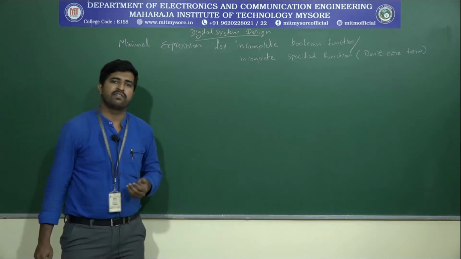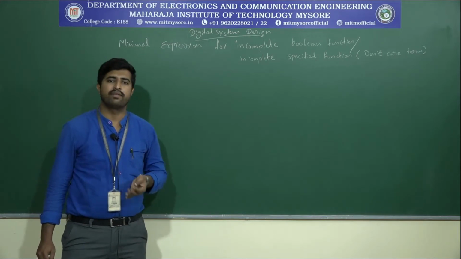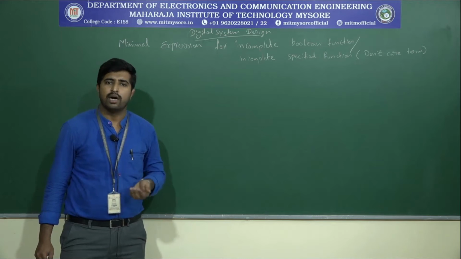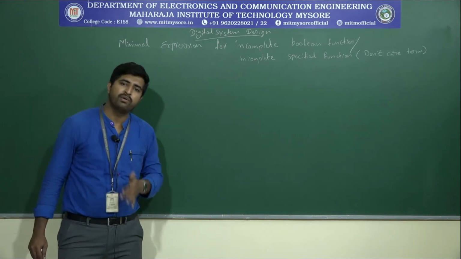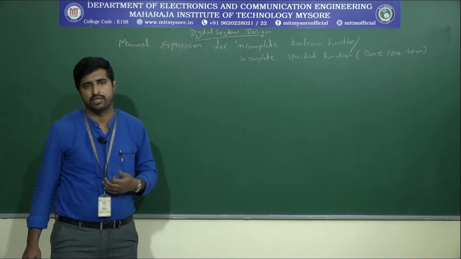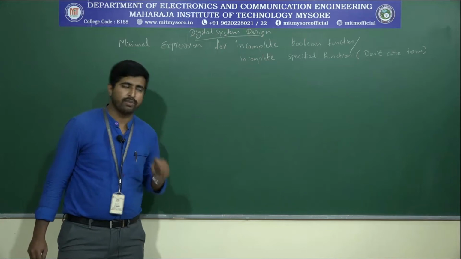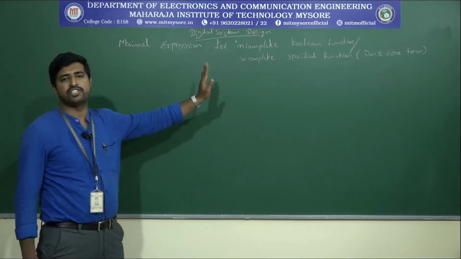In the last class we understood how to write a minimal sum expression, that is a simplified min term expression, and then we understood how to write a minimal product expression, that is the simplified POS expression or a max term expression for a given function. Okay. So next we will move to the next topic, that is minimal expression for incomplete Boolean function.